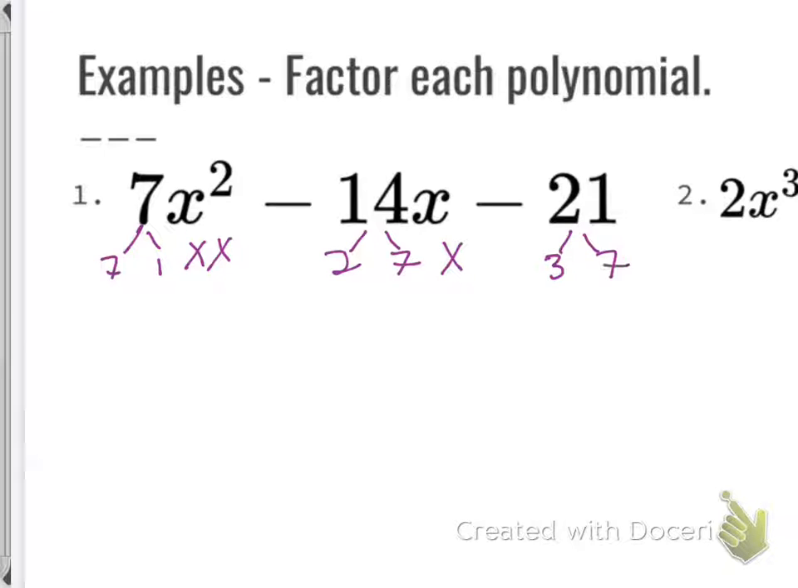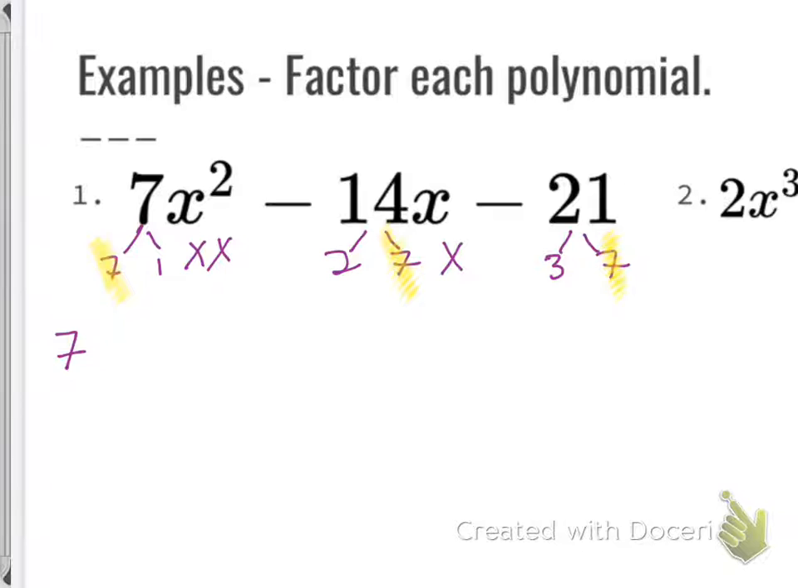So we look to see what's in common. I look here, I see that there is a 7 in all of them. A 7's in this one, a 7's in this one, and a 7's in this one. So I keep a 7 out front. And then I look to see if anything else is in common. Well, a 1 is going to be in all of them, so there's not really anything to take out there. And there's an x in the first two, but not in the third one. So our GCF is just 7.